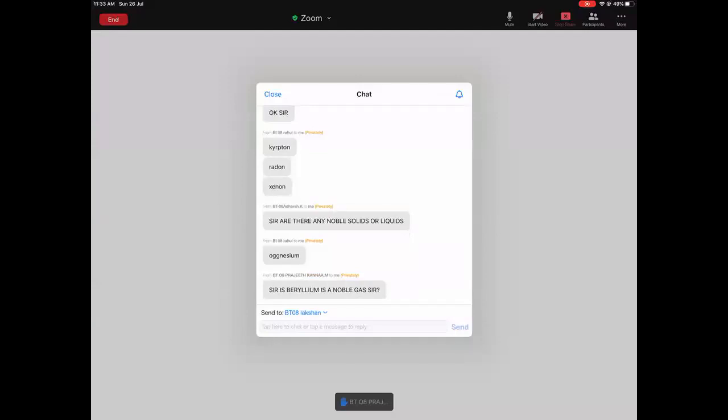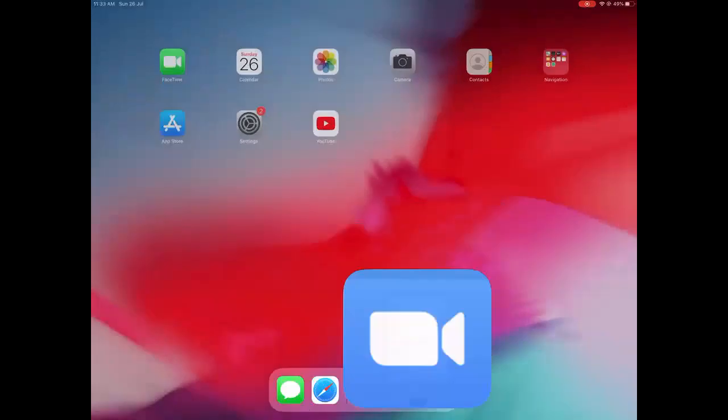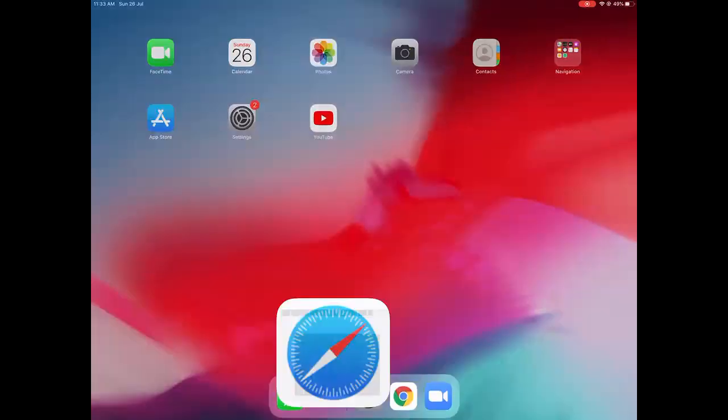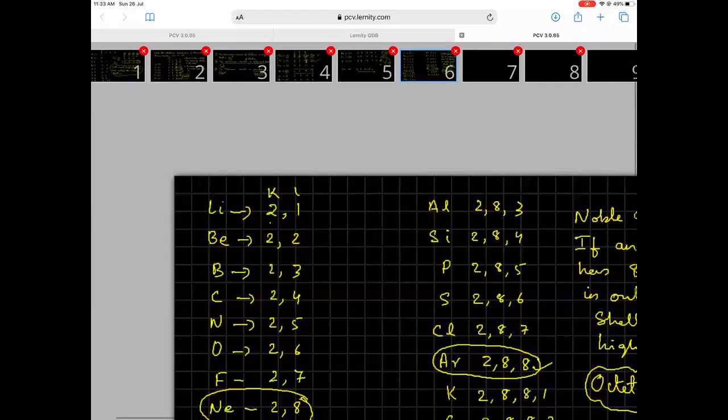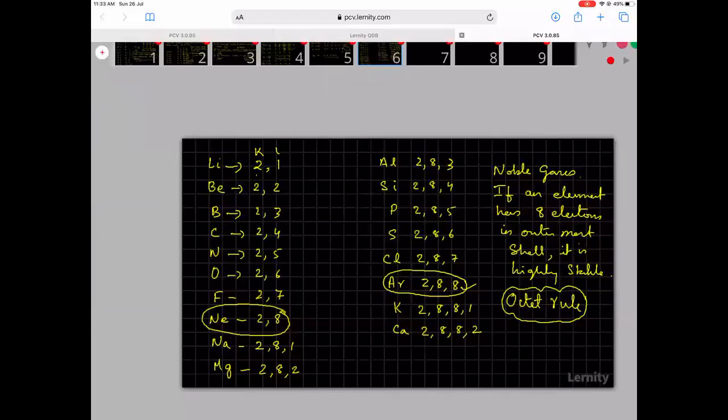No, there are no noble solids or liquids. Beryllium is not a noble gas. Beryllium is a very reactive element. Helium is a noble gas. So 2 electrons in the first shell is okay. 2 electrons beyond the first shell doesn't make it stable.